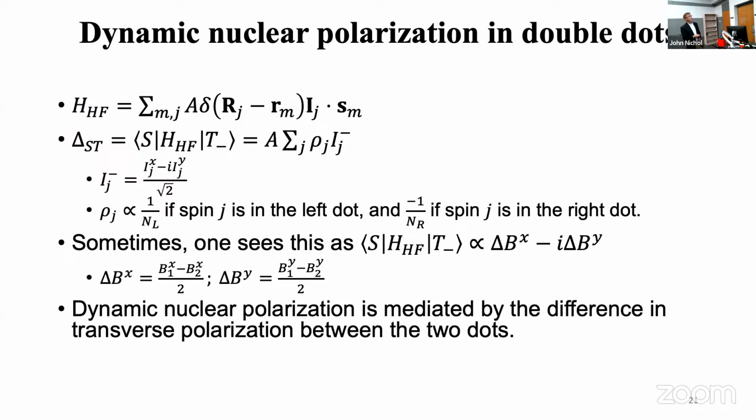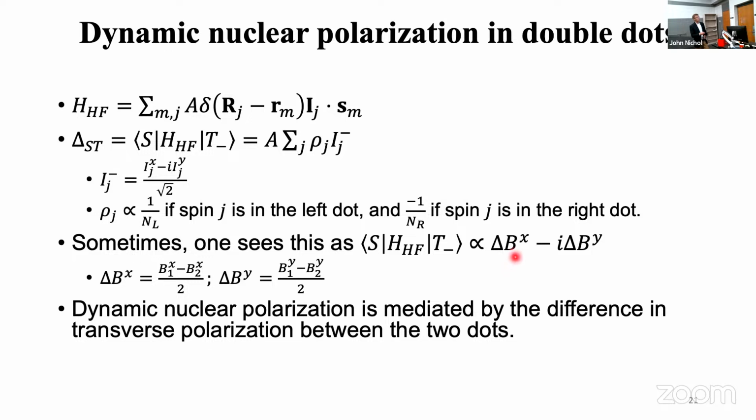What you find is that this matrix element is, in a sense, equal to the difference in the transverse magnetizations between the two dots. And by magnetization here, I mean the effective field that the nuclei exert on the electron. So here, for example, are the actual nuclear spin operators themselves. The cartoon way to think about this is that this matrix element gives you, in effect, the difference in transverse magnetization. That's what the deltas here refer to. One dot compared to the other, and the Bx and By are the effective magnetic fields that the nuclei exert on the electrons.